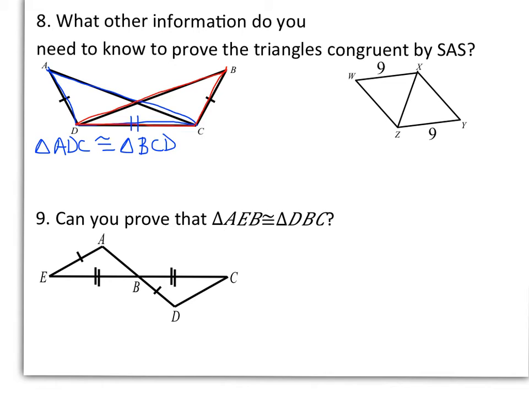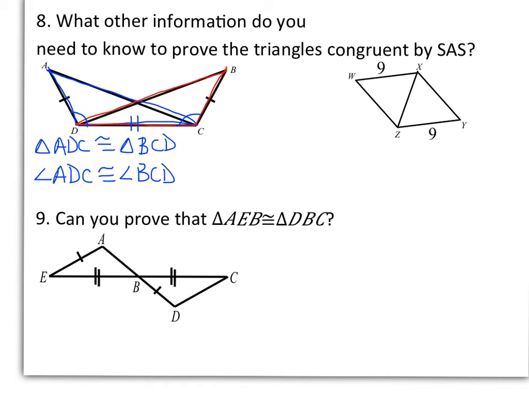The only thing that we're missing here is an angle, and we said to use the side angle side postulate, that angle needs to be included between our two sides. So that means I'd need to know that this angle is congruent to this angle. So the piece of information I'm missing is that angle ADC is congruent to angle BCD. If we had that information, then we would be able to prove that those two triangles are congruent.